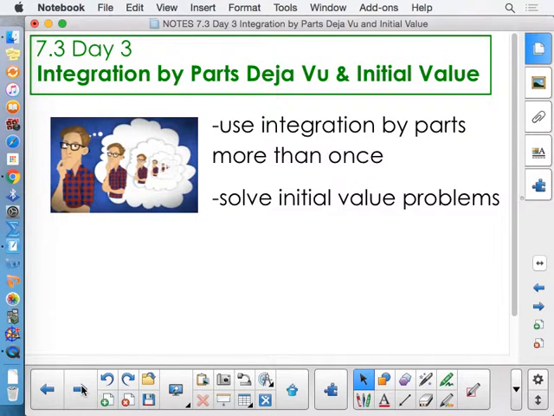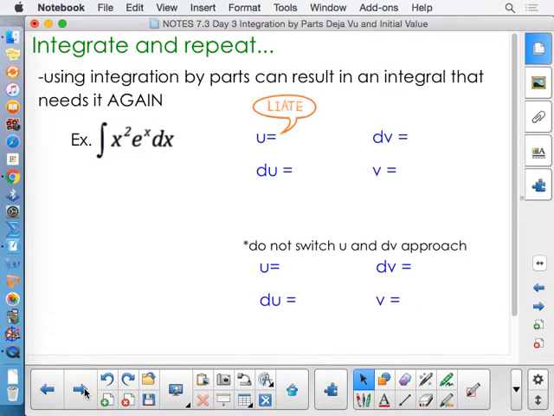So in 7-3 day 3, we're going to do more integration by parts. We're calling it Deja vu because you may need to do it more than once in some of the problems we're going to look at today. And then go back and get some initial value problems brought in, some of the things we had done before when we studied integration. So at times when you integrate by parts, you will get an integral as part of what you do that needs to be done by integration by parts. Again, in other words, an integration by parts problem inside of an integration by parts problem.